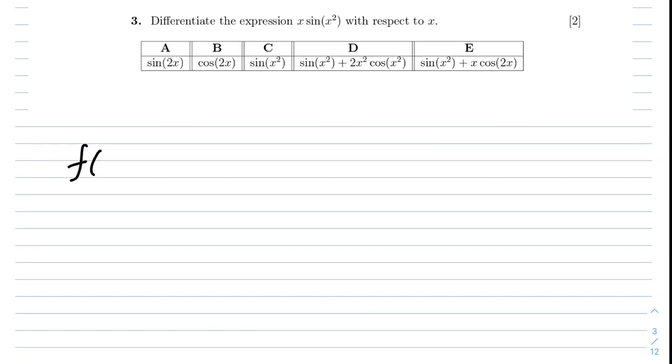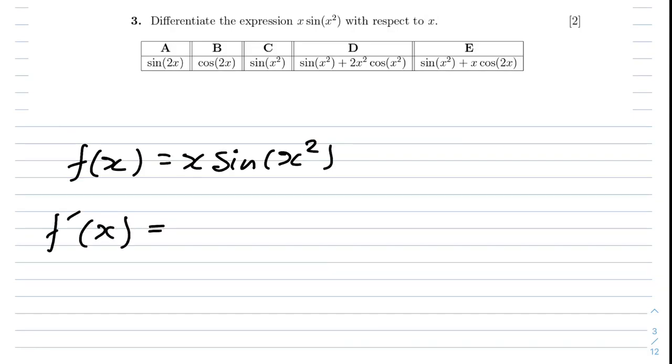So if we just label x sine of x squared as f of x, f prime of x, following the standard sort of prescription of the product rule and the chain rule, we'll have first, we'll take the derivative of this first term, which is just 1, times the second term not differentiated, and next we have to add that to the first term times the derivative of the second term. And the derivative of the second term requires us to use the chain rule now.